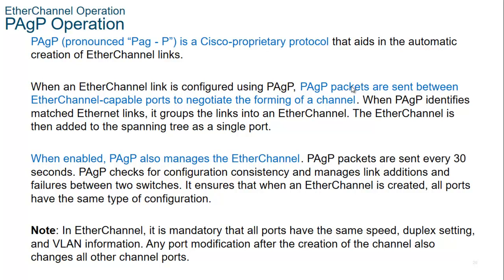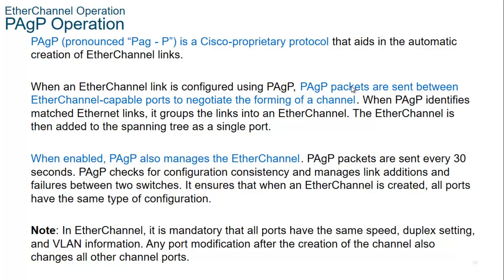PAgP packets are sent every 30 seconds, and it checks for configuration consistency and manages link additions and failures between two switches. It ensures that when an EtherChannel is created, all ports have the same type of configuration. In EtherChannel, it is mandatory that all ports have the same speed, duplex setting, and VLAN information. Any port modification after the creation of the channel also changes all other channel ports.